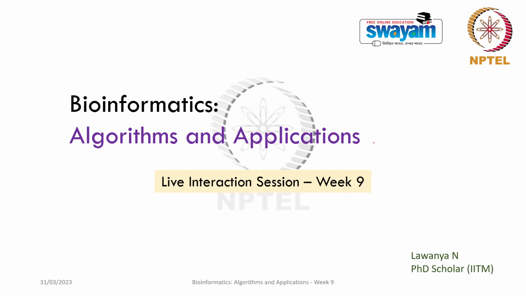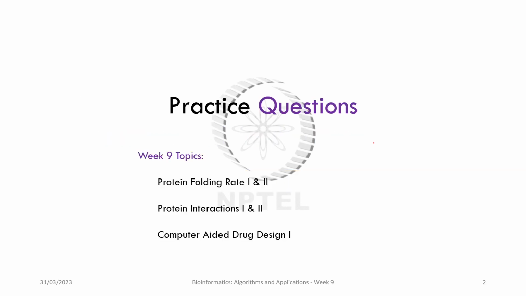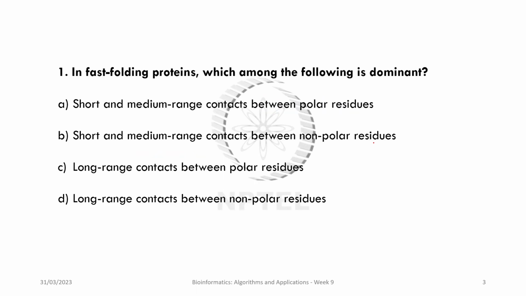So, once again, welcome to the ninth week of Bioinformatics Algorithms and Applications. This week we'll be doing practice questions focusing on the topics protein folding rate 1 and 2, protein interactions part 1 and 2, and computer aided drug design part 1. We'll be looking into CAD in greater detail in forthcoming classes, I believe. For this week, I have about 9 or 10 questions before going to our usual current assignment.